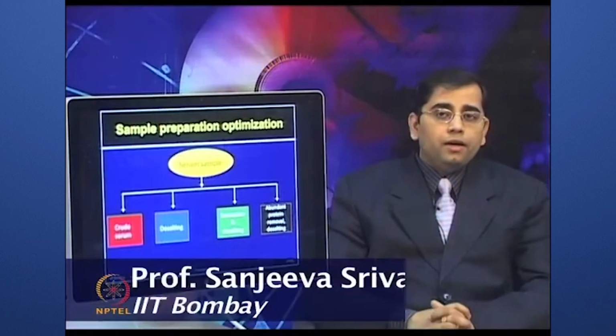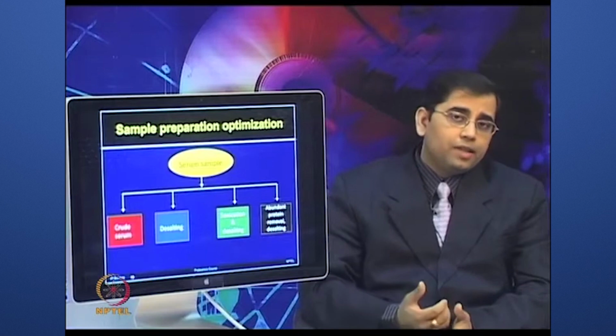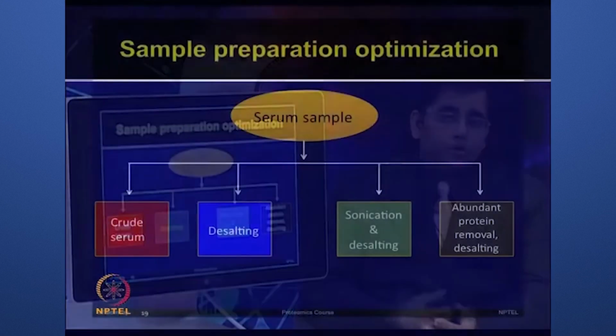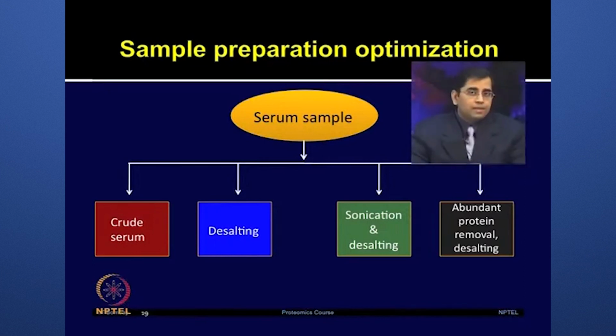Now, what should be the ideal sample which one can use for such a proteome experiment? So, first of all, to address this question, we tried separating the proteins from various types of samples. We took crude serum, because serum will have mostly the protein content. So, we thought, can we directly apply the serum on the IPG strip, immobilized pH gradient strip, separate the proteins and see how many proteins we can separate on these 2D gels.